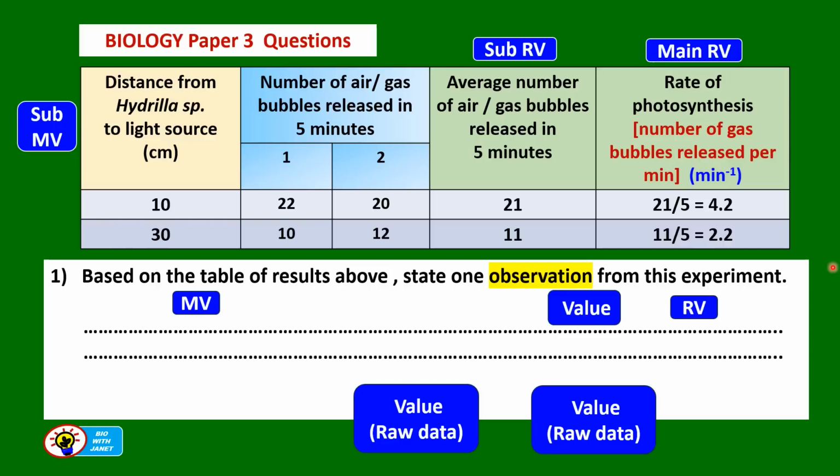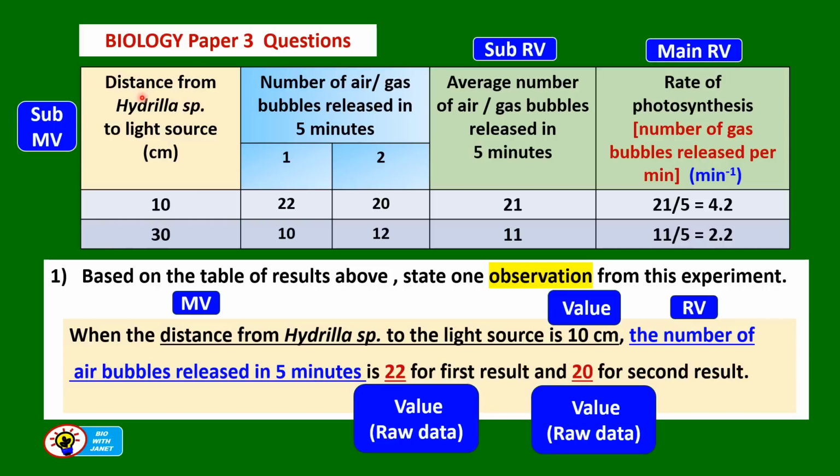Okay, let's look at the answer. When the distance from Hydrilla species to the light source is 10 cm, the number of air bubbles released in 5 minutes is 22 and 20. 22 for the first result and 20 for the second result. Now, do you fulfill all the criteria for observation? Yes. First, distance from Hydrilla species to the light source, copy directly from the title here, and then put in the unit. If it's 10, it's 10 cm. Then that's your MV with the value.